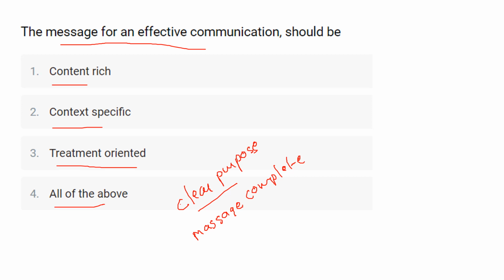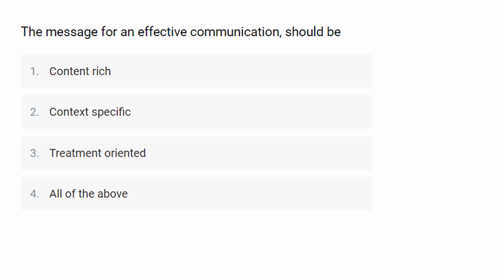And the last one is treatment oriented. Regardless of whether the business communication is meant for a venture capitalist or a security panel, people only pay attention to what interests them. The most effective messages are short, engaging and to the point. Most people won't find every message interesting, so the message should be to the point and not lengthy. Okay. So here the correct answer for this question will be option number 4, that is all of the above. Content rich should be there, context specific should be there and treatment oriented should be included here.